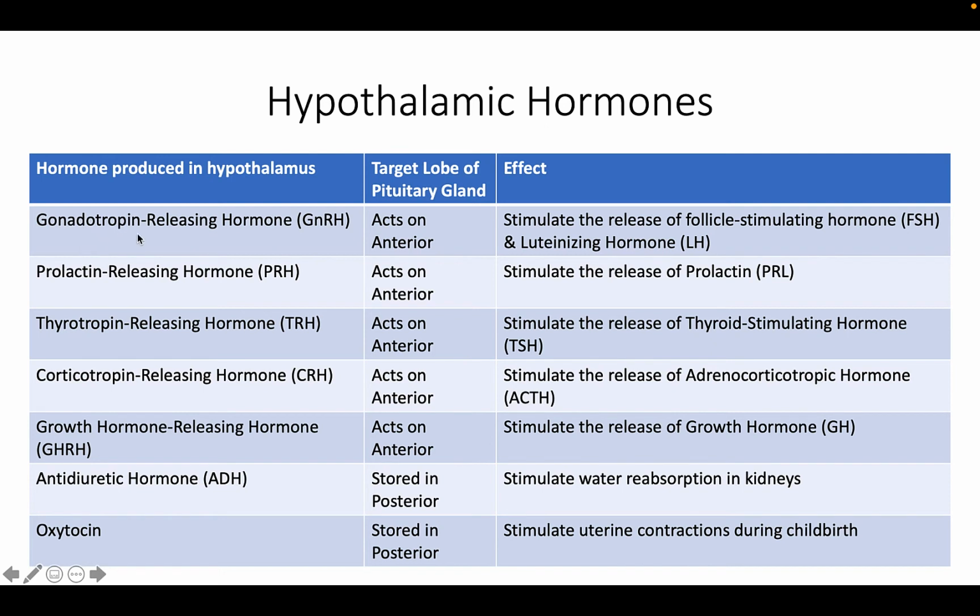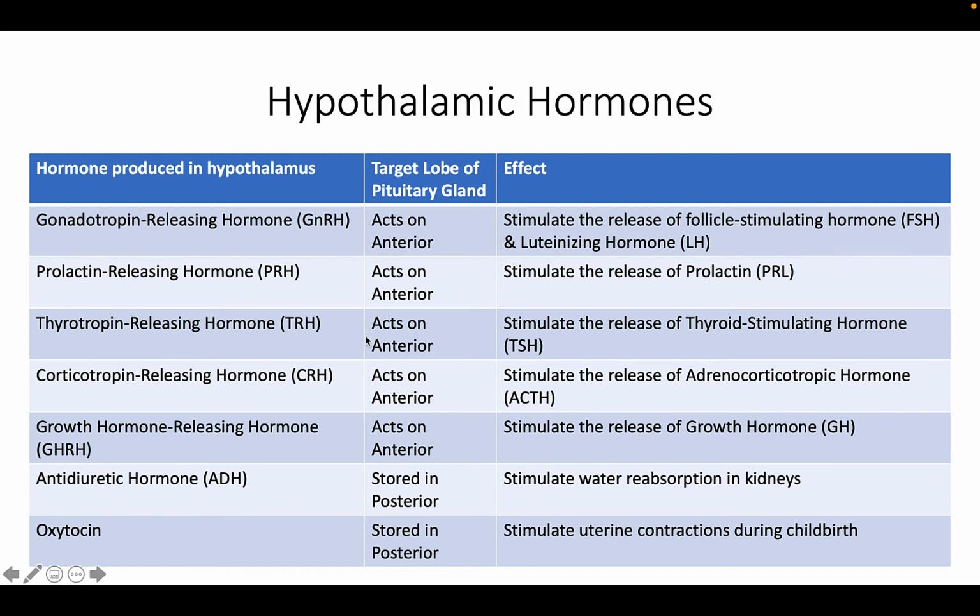So the gonadotropin releasing hormone will stimulate the anterior pituitary to release FSH and LH, which will go on to stimulate the gonads. Gonadotropin releasing, so it's going to stimulate the release of gonadotropins, so FSH and LH. Prolactin releasing hormone will literally go and make prolactin release from the anterior pituitary. So that's exactly what it does. Prolactin goes on to stimulate mammary gland production of milk.